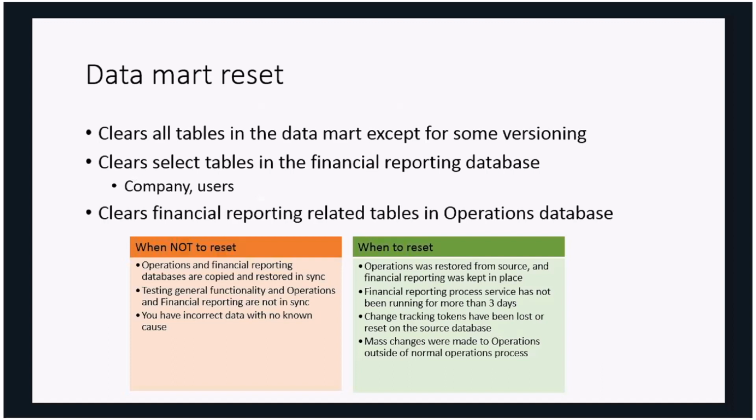So when you're resetting the datamart, what it does is clear out all of the information that came over, so that it can be brought over once again. There are tables in the datamart itself that are cleared out, except for some versioning information. There's also a couple tables in the actual financial reporting database that relate to the operations database, such as companies and users. And there are a couple tables in the operations database itself related to the reports list and the reports versions.